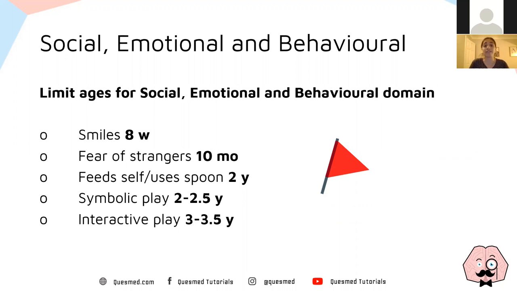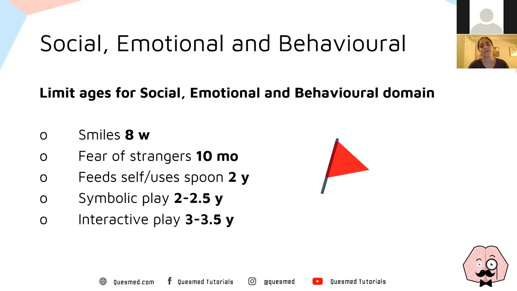So again, red flags worth remembering. One that is really important to parents is the age at which a child should smile. By 8 weeks, children should really be smiling, and they should be afraid of strangers by 10 months. The other ones are a little bit harder to remember, I guess.